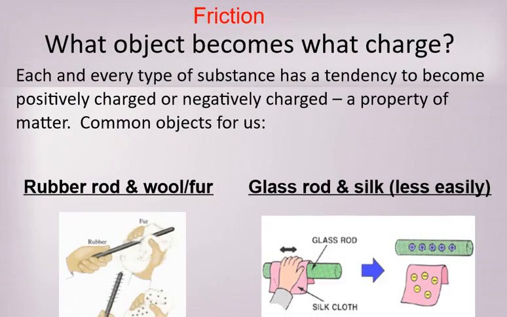So you'll see some demonstrations and you'll be doing a lab and activity with some materials, and we're going to be using a rubber rod and some fur. It turns out with the rubber rod and fur, the rubber rod will become negative and the fur will become positive. The rubber rod wants electrons more than the fur. You may also see a glass rod with some silk, and in that situation, the glass rod will become positive and the silk will become negative.